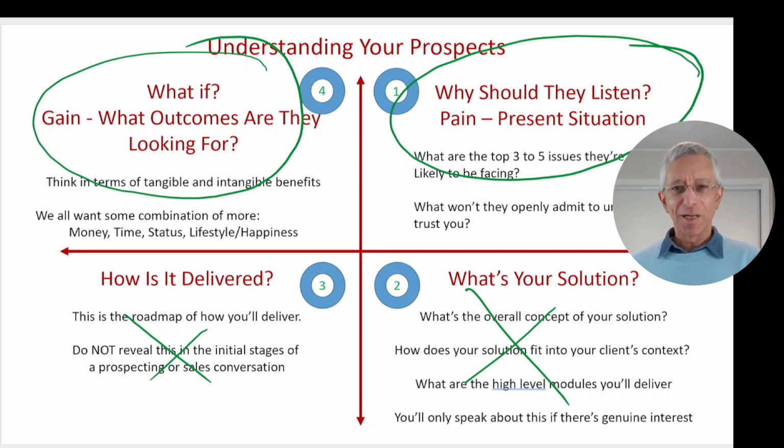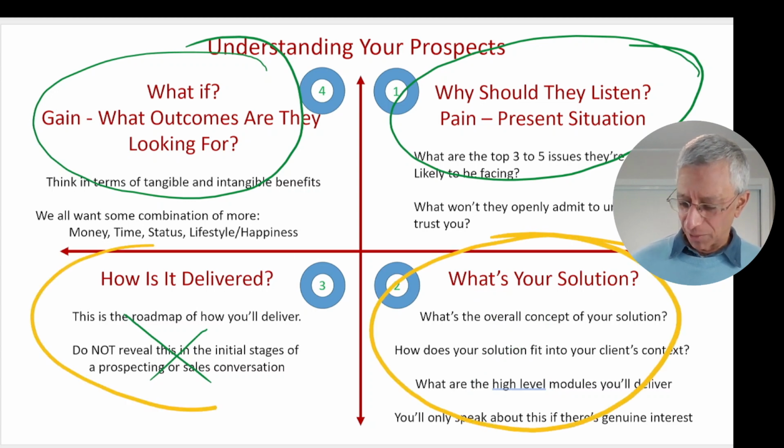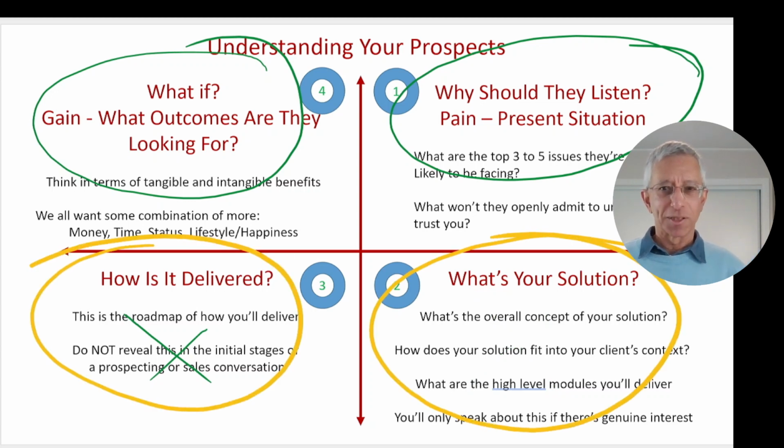Which is an anathema to most technically based people, because as technically based people, we tend to be really into the what and the how. That's where we want to focus. But if you give people a whole bunch of solution without any context, they have no idea why they should even be listening, and it will simply turn them off.